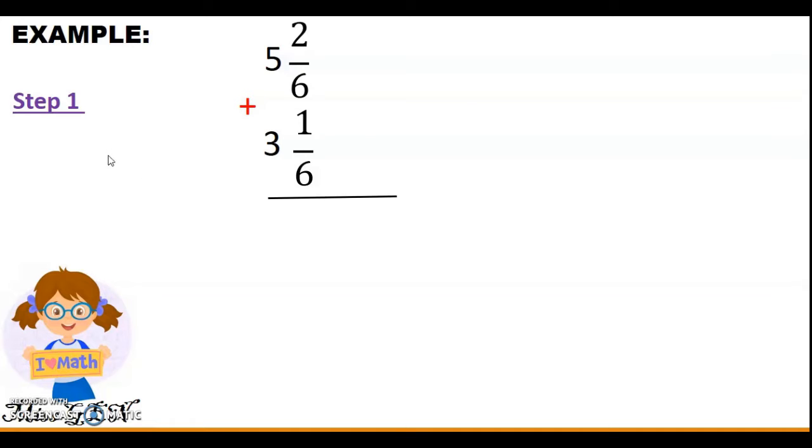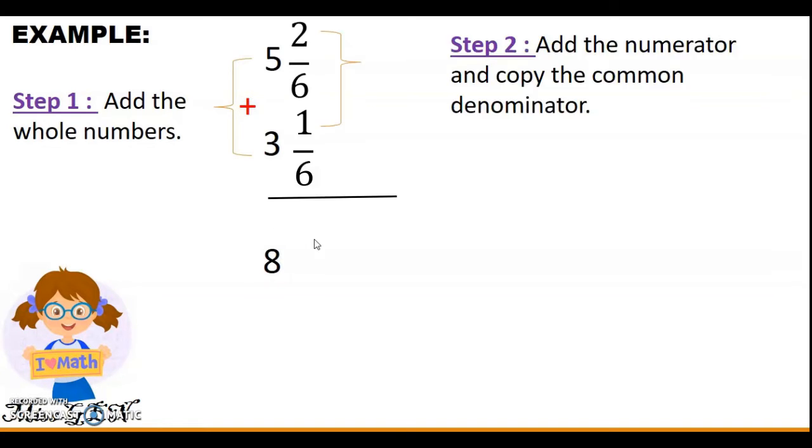So step 1, add the whole numbers. So our whole numbers here are 5 and 3. So 5 plus 3 is 8. Step 2, add the numerator and copy the common denominator. So as you can see, our common denominator is 6. And to add the numerator, 2 plus 1 is equal to 3. So our fraction is 3 over 6. So 8 plus 3 over 6.